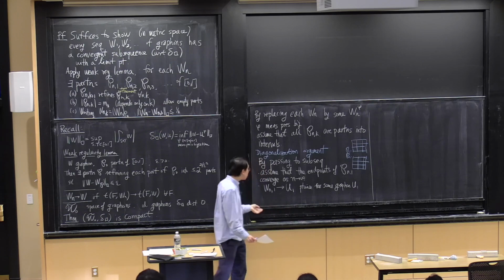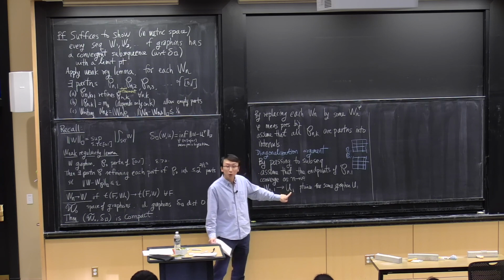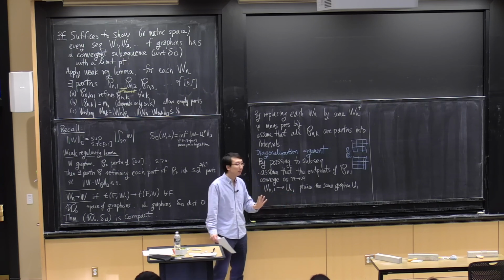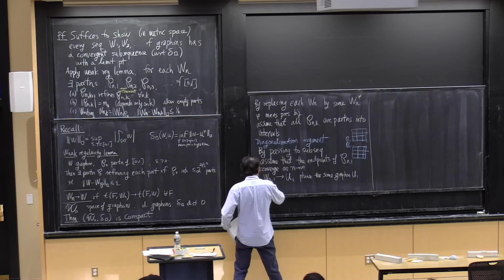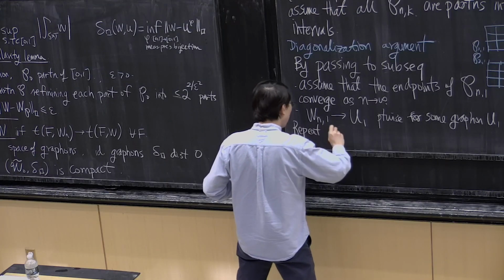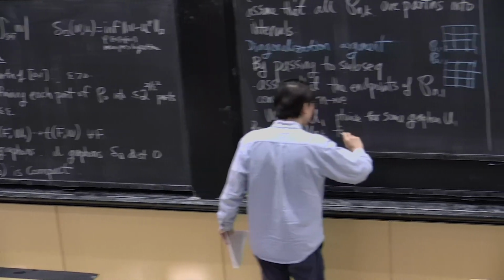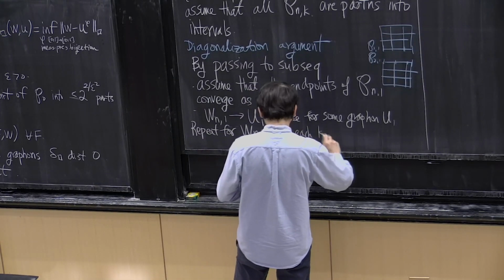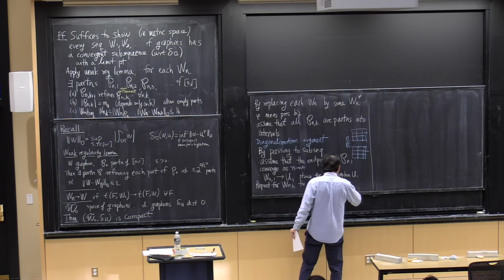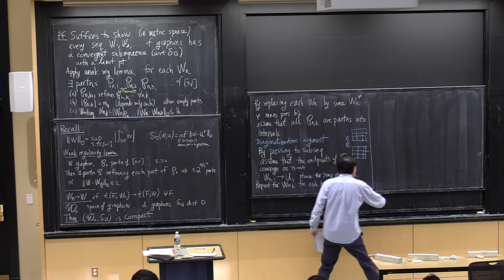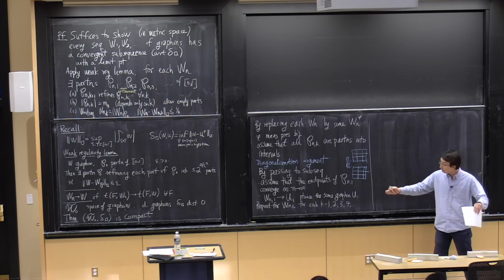Okay. So as a result, W sub n comma 1 converges to some graphon U1 pointwise almost everywhere. Okay. And we repeat for W sub n comma k for each k. So we do this sequentially. We just did it for k equals 1. Now do it for 2, 3, 4, and so on. So this is a diagonalization argument. We do this countably many times.